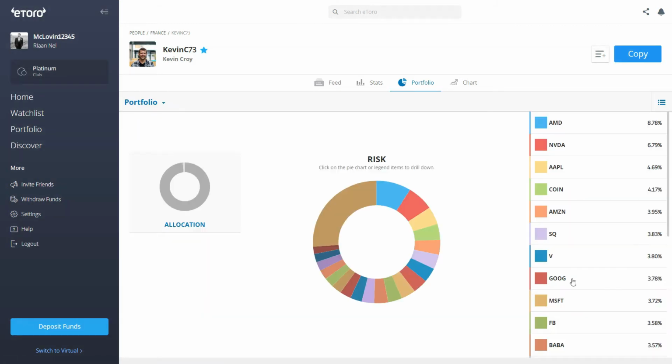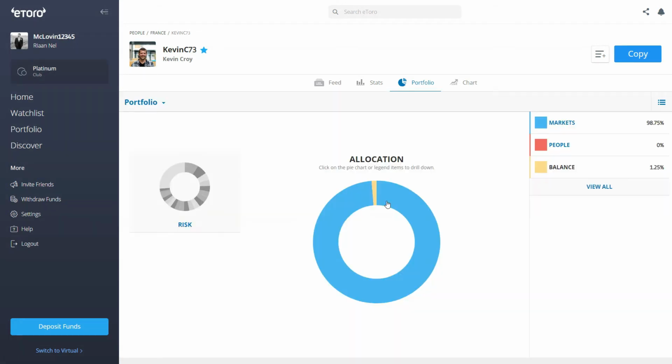Okay, let's see what is his risk. His biggest risk is tied to AMD and NVIDIA and Apple. And those are all companies that I believe will continue to soar in the time to come, especially with the metaverse, Apple's stake in the autonomous cars, Coinbase with the crypto. Yeah, so I think this is a good portfolio. I like this.